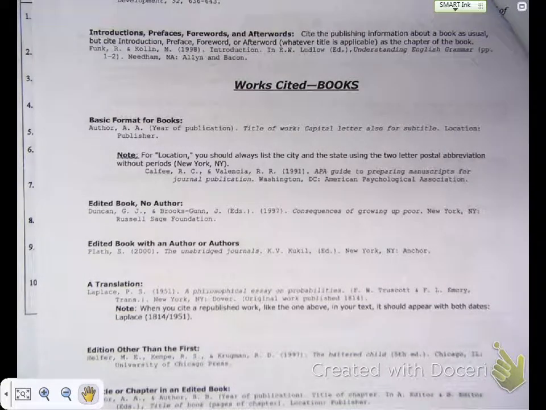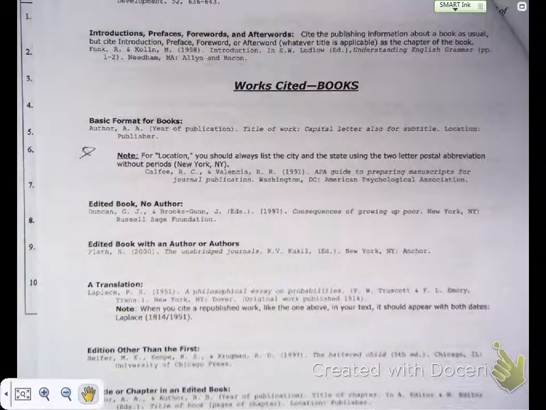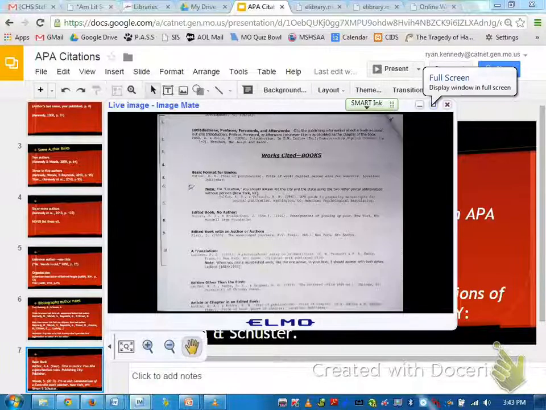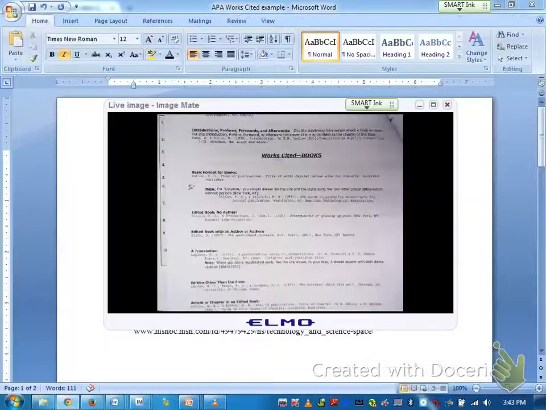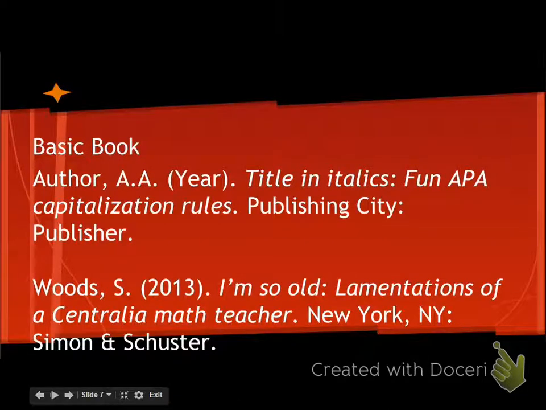If you have a book, go to the books section. I'm just going to highlight one, and it would be the basic format for books. The basic format for books has that information about author's last name, followed by the initials, the year that the book was published. You put the title in italics. You include the publishing city and the publisher.